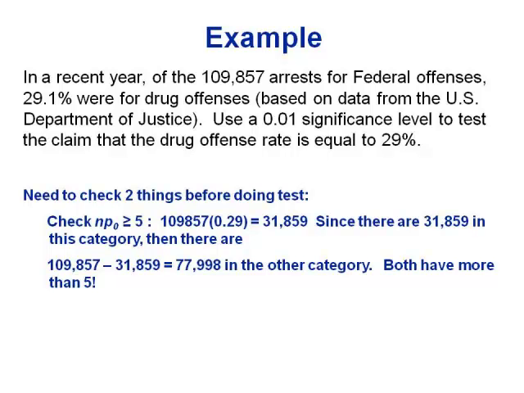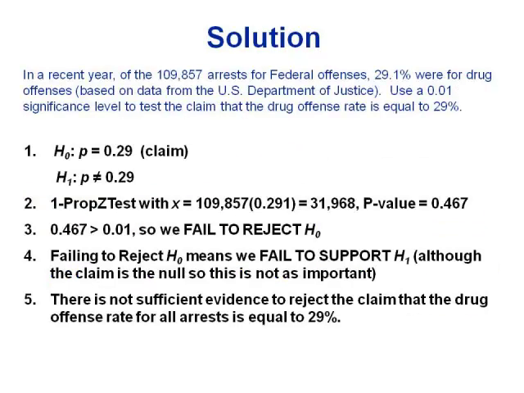Okay, check your two categories using the 29% that we're claiming for the population. So 109,857 times 0.29 gives me over 31,000 in that category, so that's definitely more than 5. I can either use 71% to calculate the other category, or I can just subtract. So subtract that, get almost 78,000 in the other category, definitely more than 5, so we're good there. That means we can continue on to our 5 steps.